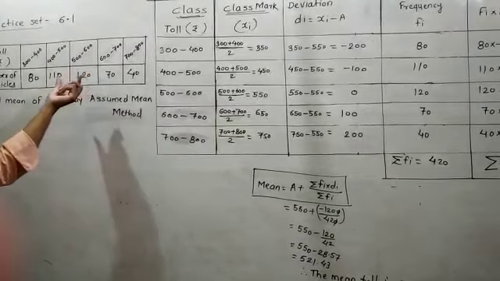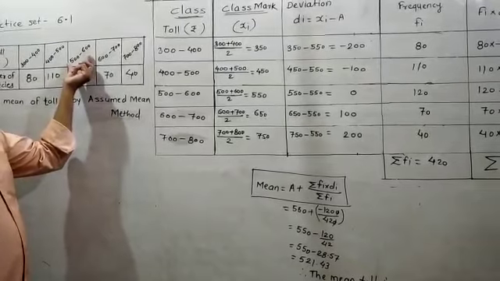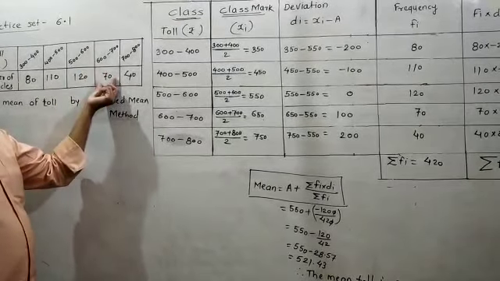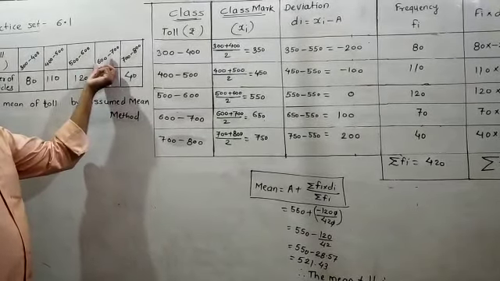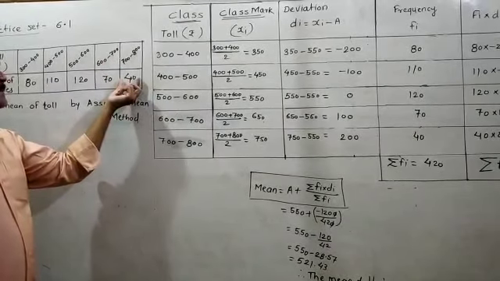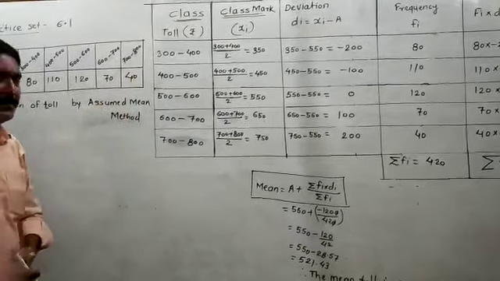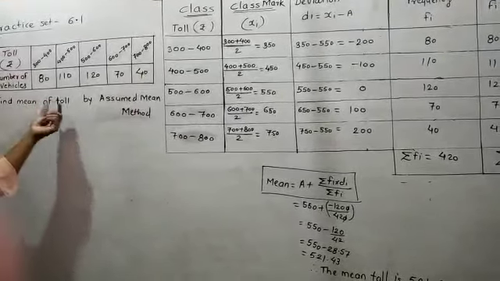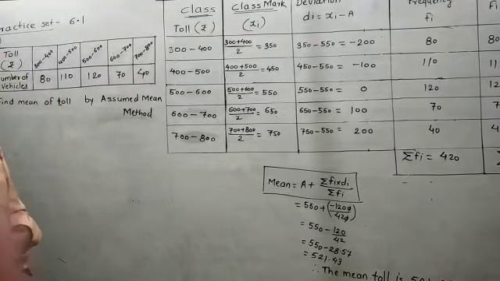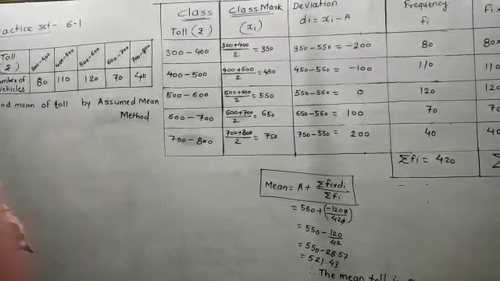120 vehicles are paying the toll between 500 to 600 rupees. 70 vehicles are paying the toll between 600 to 700 rupees. 40 vehicles are paying the toll between 700 to 800 rupees. Find the mean toll by the assumed mean method. Here you have to find the mean by the assumed mean method.